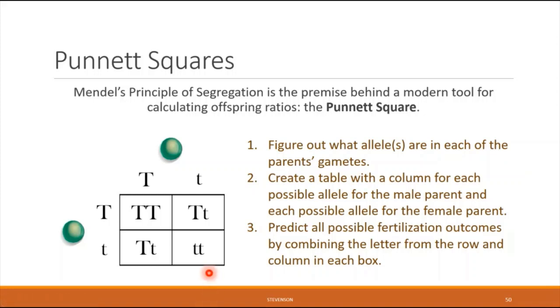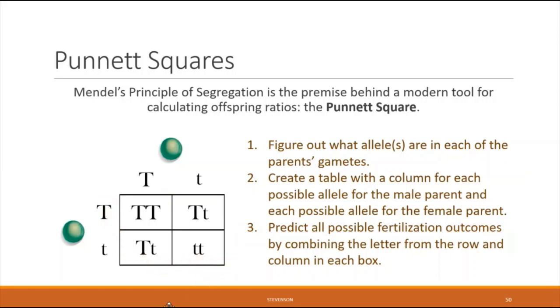But this box down here contains two lowercase t's, because it is in a row with a lowercase t and a column with a lowercase t. And so you get the idea. The content of these boxes here then allows you to predict what the offspring are going to look like.